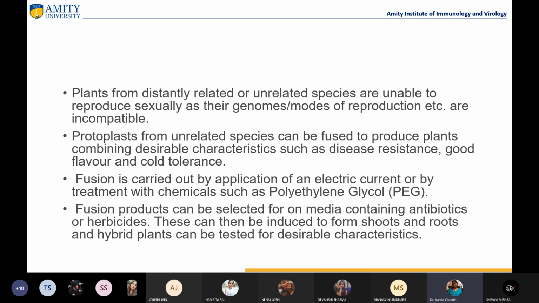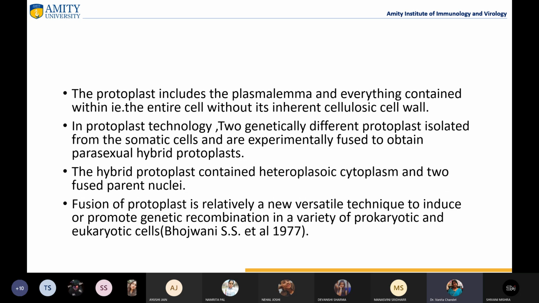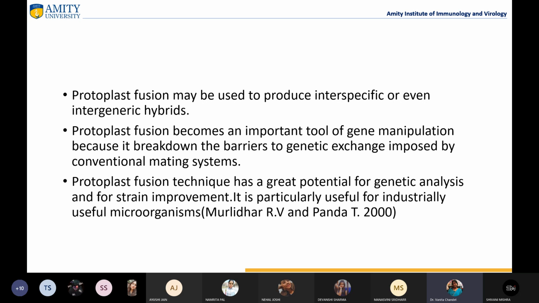This we studied last time also, that how we can select whether a desired characteristic has been introduced. So either we use the minimal media, right? For example, some media where the parents individually, if some characters are being introduced, will not grow. But only the fused products or a fused protoplast will be able to grow on those minimal media. So like this, we can go for the selection. So this is again the same, that fusion protoplast can result in a disease resistance or some good products. And this is about the protoplast. Okay, these are the applications.